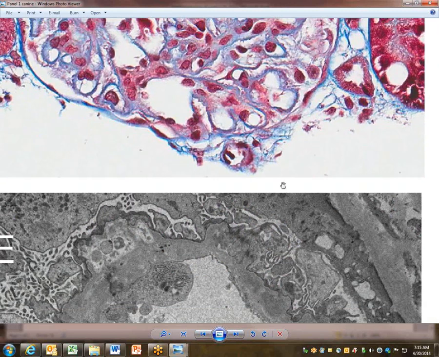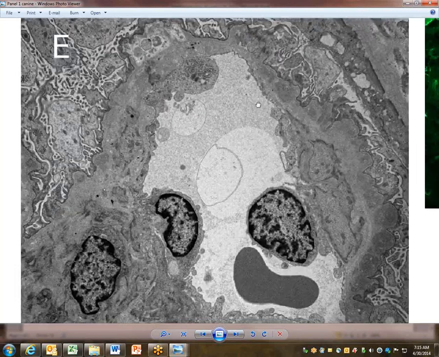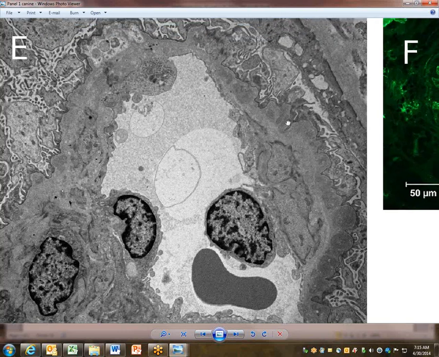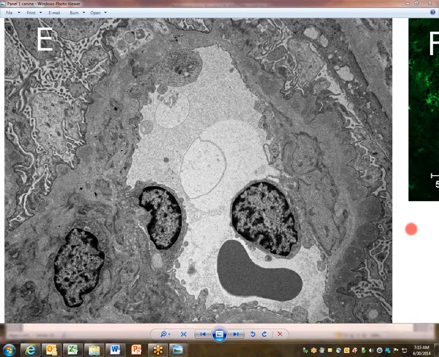All right, and off to the EM. Let's see, that's a little too big. Let's see here. Are you good with ultrastructure? We'll see, I suppose. All right, fire up.